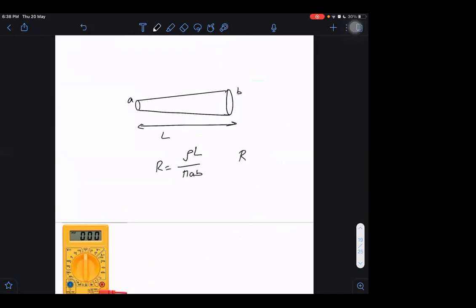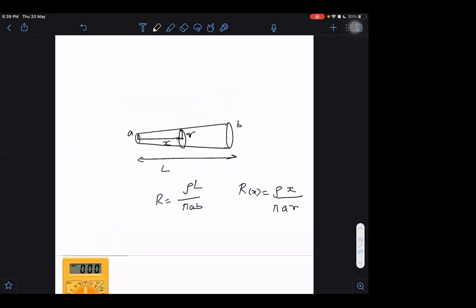But this resistance is up to length L. Let us say I don't want to find it up to length L, but up to distance x. Then I can write R as a function of x equal to rho x divided by pi, not AB now, but A into R. What is that R? That R I can obtain by the similar triangle concept. Let us make the diagram for determining that R. I'm taking this axis of the frustum, one side radius B, other side radius A, but in between somewhere at a distance x, the radius becomes R.